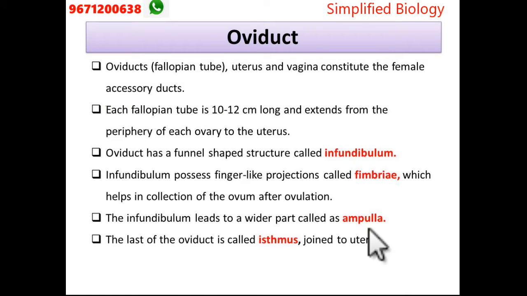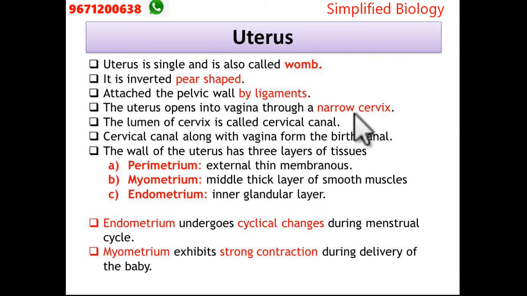So that is the ampulla. From the infundibulum, the wider part is named the ampulla, and the last part is named the isthmus, which joins with the uterus. Clear students? After that comes the uterus.